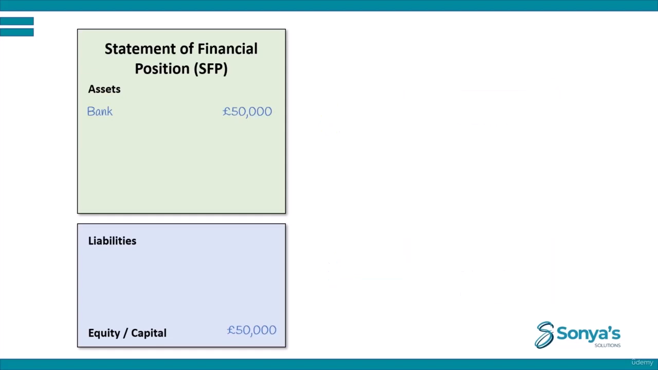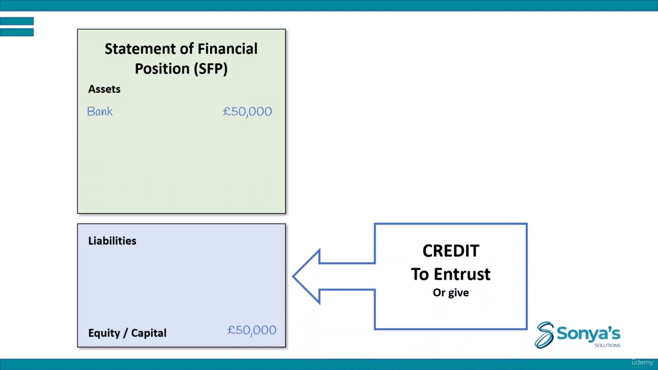The double entry bookkeeping system is ancient. The words debit and credit come from the Latin language and have unique meaning in accounting. There are several interpretations of the words. Most commonly, credit is thought to mean entrusted or given. In this example, £50,000 has been entrusted to the business.